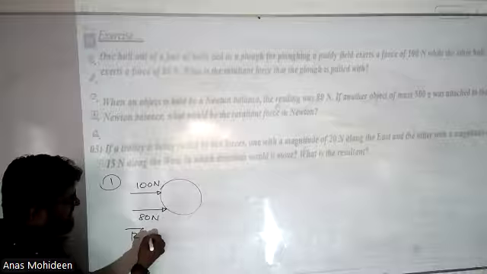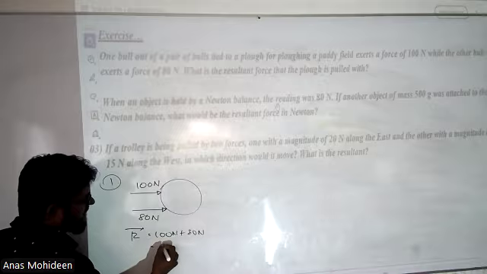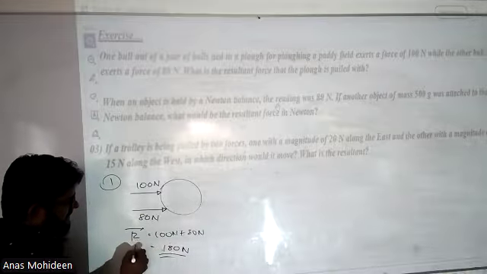What is the resultant? 100 Newton plus 80 Newton, very simple. So it is 180 Newton. 180 Newton is the result.